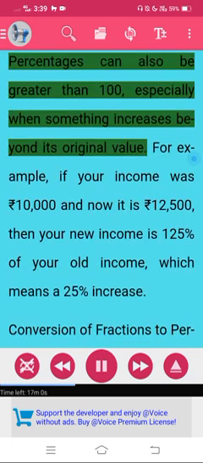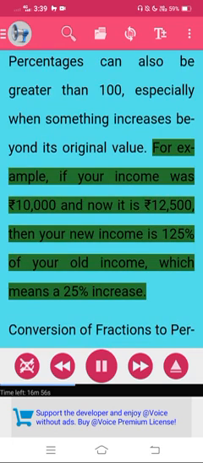Percentages can also be greater than 100, especially when something increases beyond its original value. For example, if your income was 10,000 rupees and now it is 12,500 rupees, then your new income is 125% of your old income, which means a 25% increase.